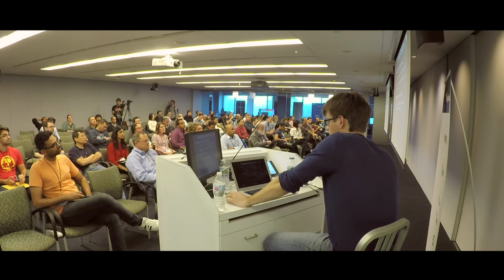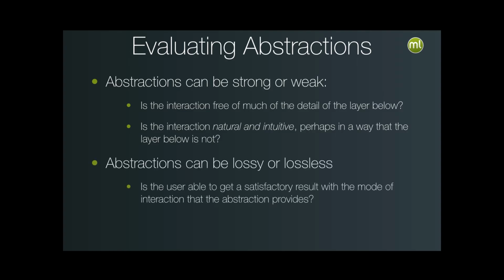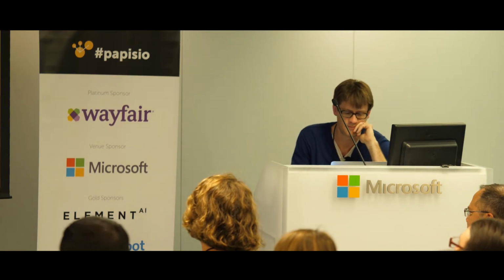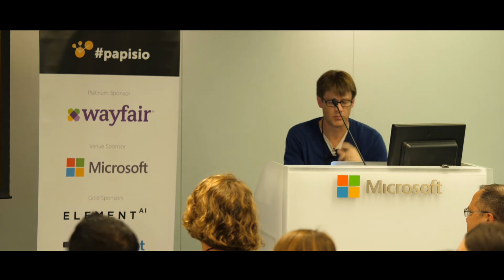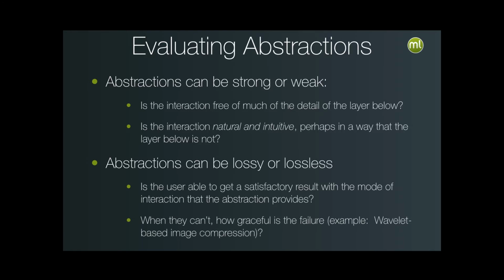And then I like to think about this notion of lossy or lossless. When you put the abstraction on top of something, is the user able to get the result that they want? Programming languages are a near lossless abstraction because you can do almost anything with a programming language that you can with machine code. And then when they can't, do they have a graceful failure mode? For example, in Python, if you don't like the primitives that Python is providing, you can write a C library and import that into Python. So you can always get to the layer below.